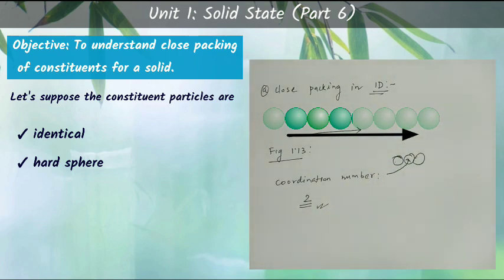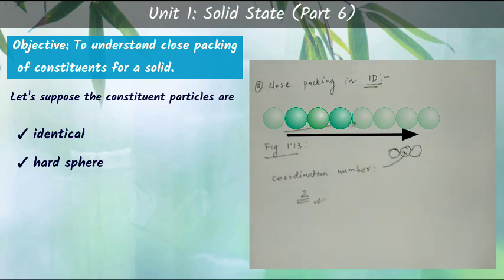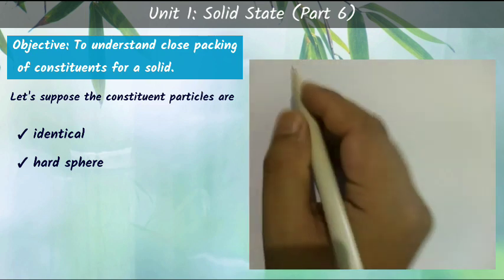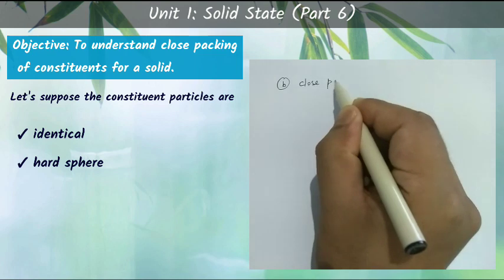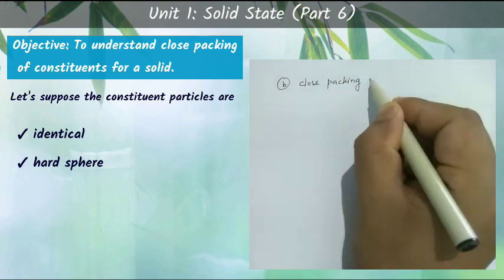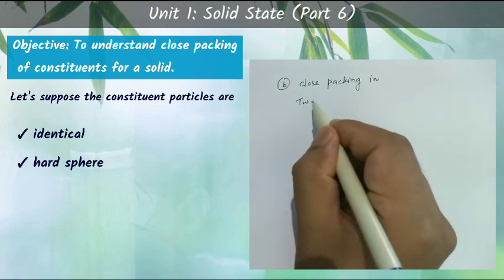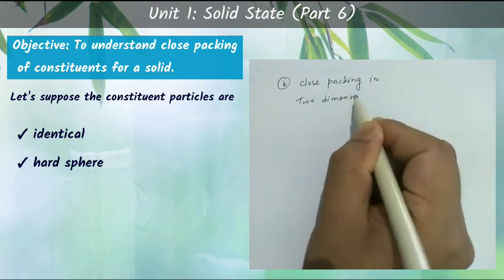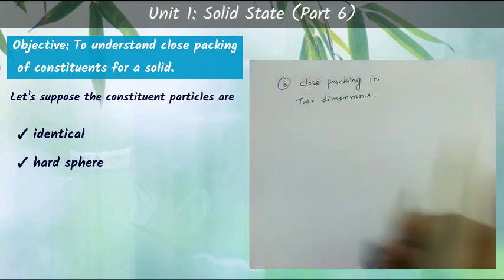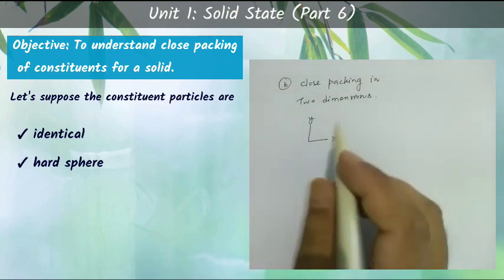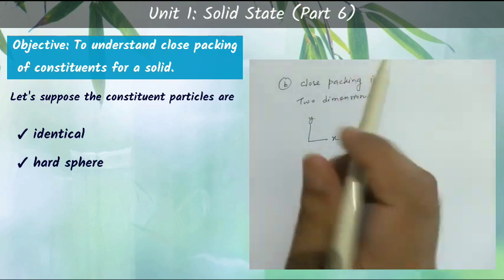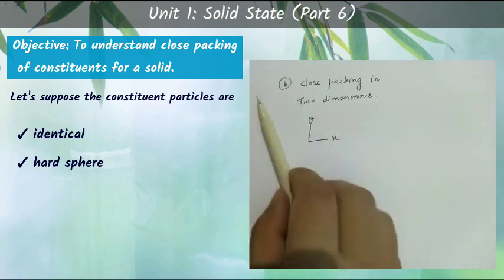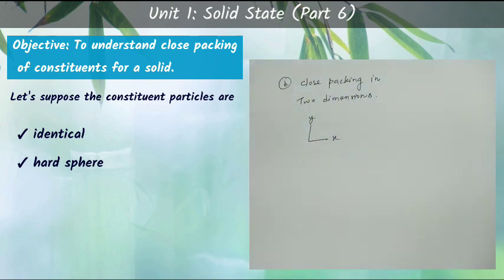So now let us discuss the second one, which is close packing in 2 dimension. 2 dimension means it may be xy, it may be xz, that means upside, or it may be yz. That means it is 1 plane. So it will be slightly harder than the 1 dimension case.